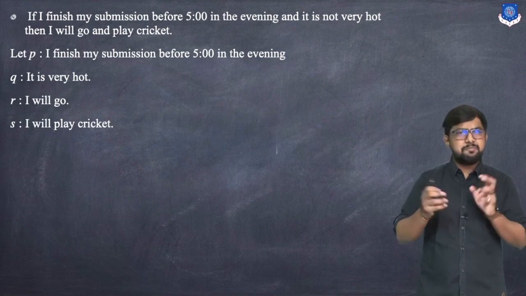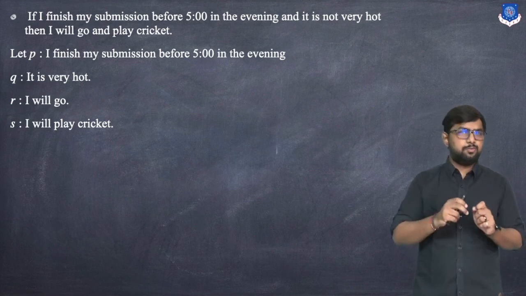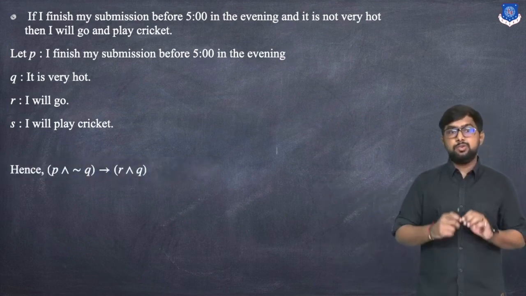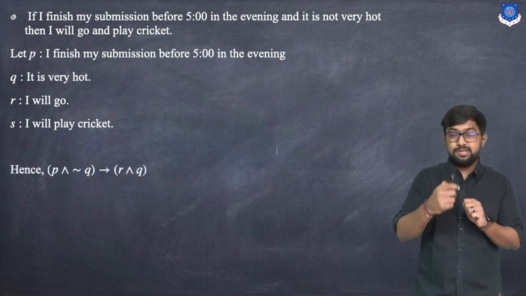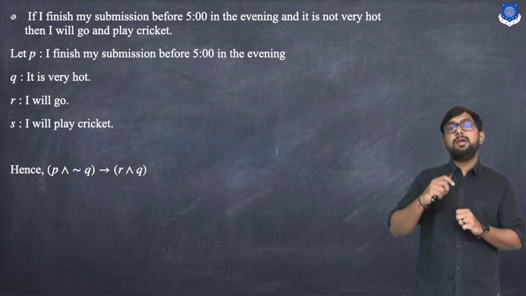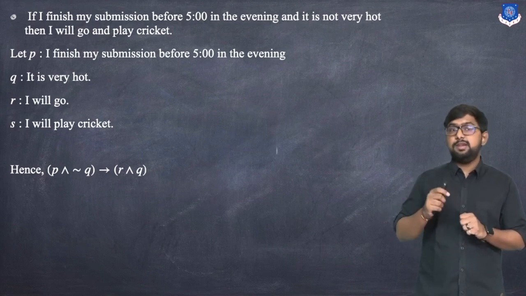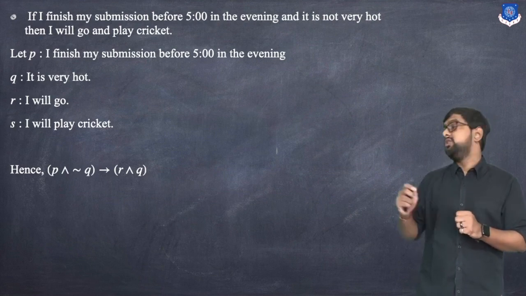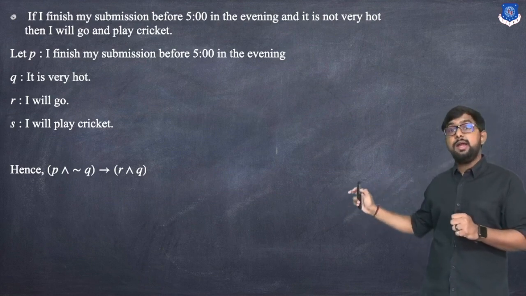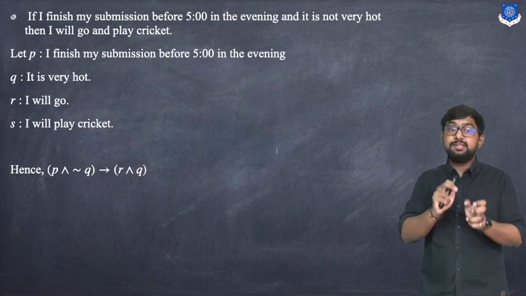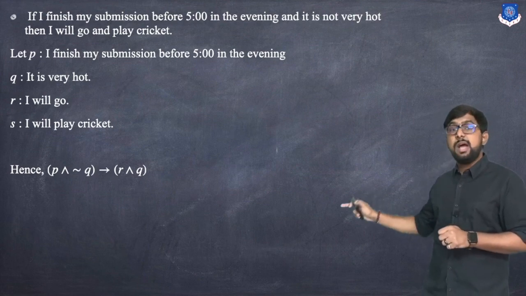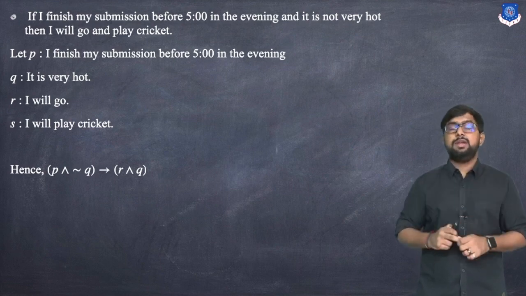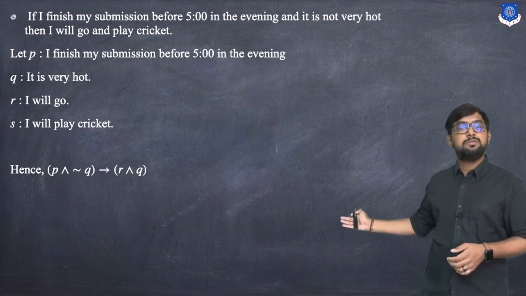So we will combine all these statements and put them into propositional form. So what will it be? It will be like this. P: I finish my submission before 5 in the evening. Then and, so and means and, it is not very hot, but we have taken Q as it is very hot. So P and not Q, and then, if and then, that is implication, so implies R and S, where R is I will go and S is I will play cricket. So this is the propositional form.